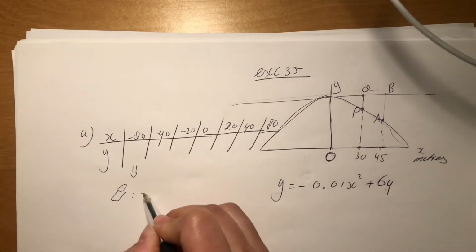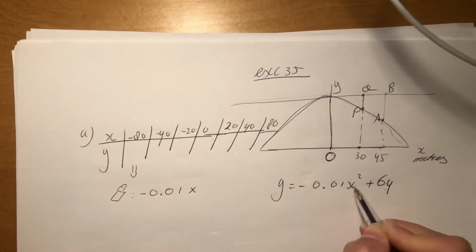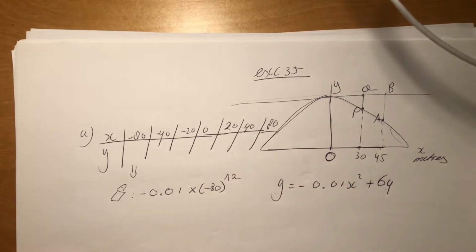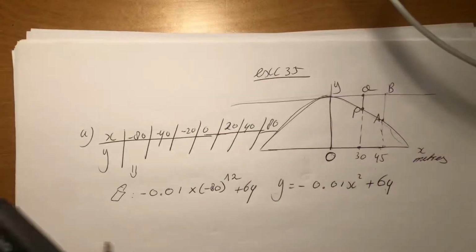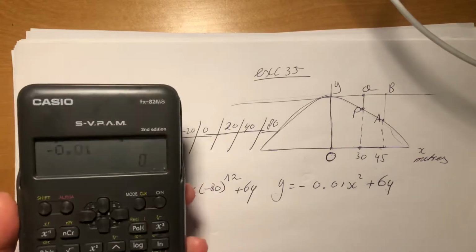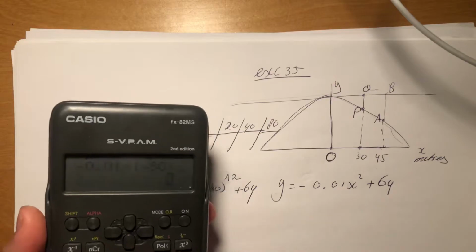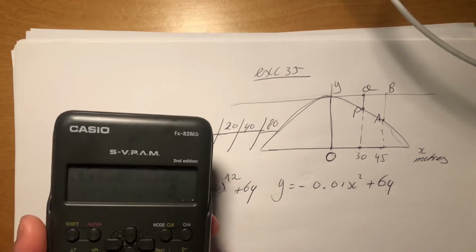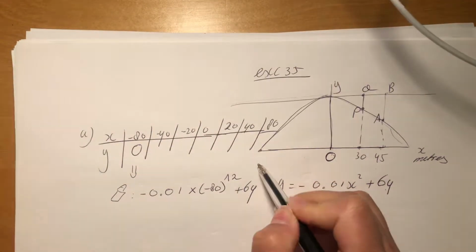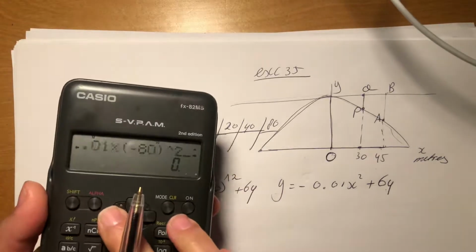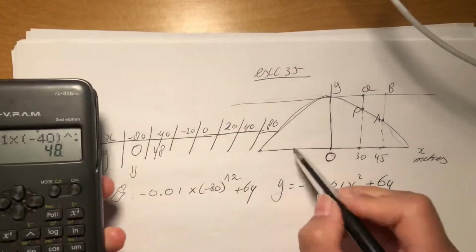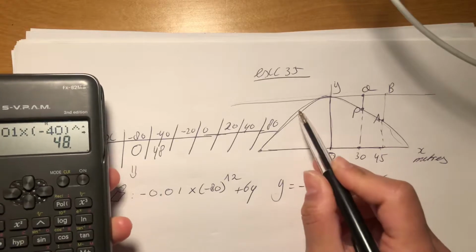How do you fill it into your calculator? Negative 0.01 times x, which is now minus 80 within brackets, people, to the power of 2 and then plus 64. Let's try it. Minus 0.01 times opening bracket negative 80 closing bracket to the power of 2 plus 64. And you get 0, which makes sense. Apparently the bridge starts here and that's why we get 0. Let's try minus 40. You get 48. So over here, minus 40 could be here. It's already pretty high up in the air.